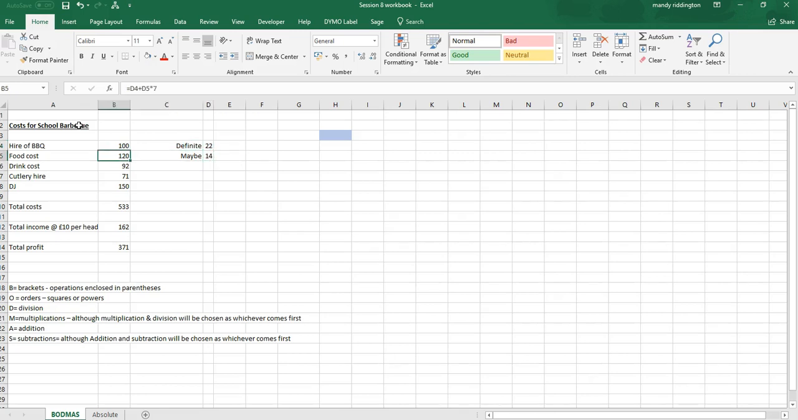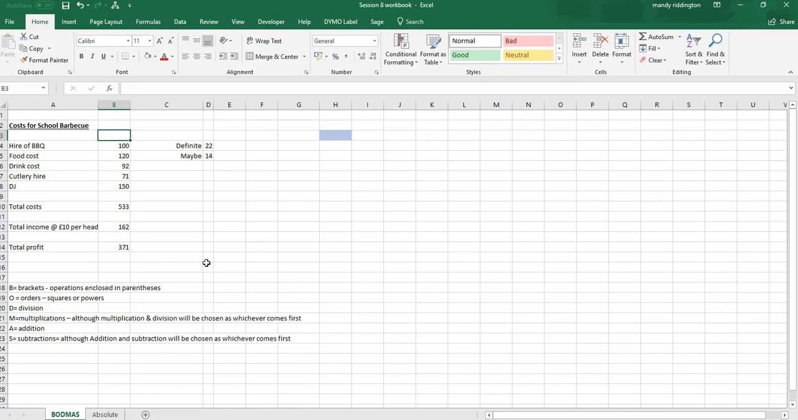So when it comes to calculating the food cost, we've added the definites and maybes and multiplied them by £7, which we think is a food cost. Same thing for drinks, we've multiplied the numbers by 5. And here on cutlery hire, we've added them together and multiplied by £3.50. Down under our income, we've simply added the numbers together, multiplied them by a per head figure and a very simple subtraction at the bottom. So a nice simple calculation.